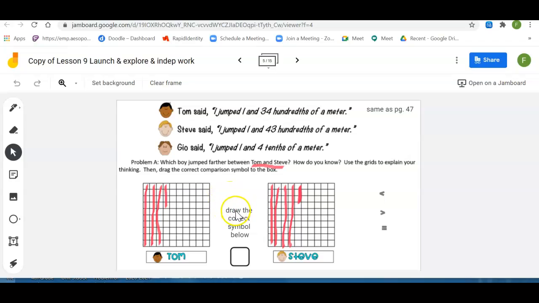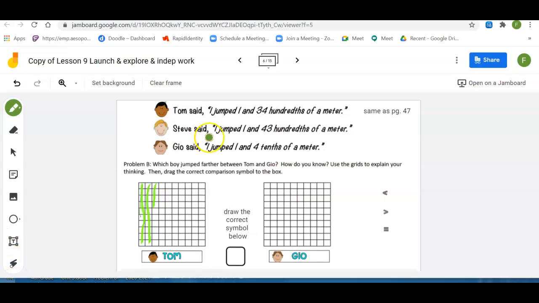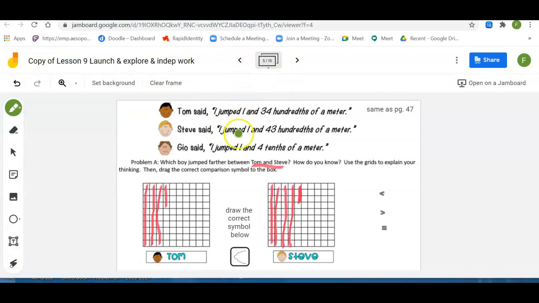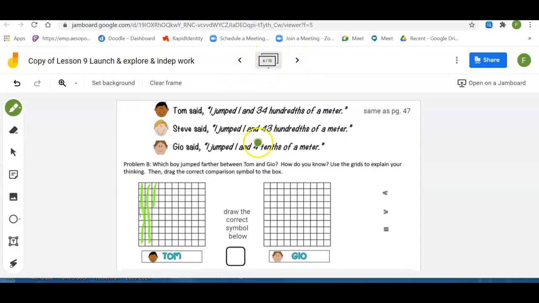And what we're going to be able to do, the instruction said to draw the correct symbol below. So we're actually going to draw that symbol in there. And I'm going to use the green. I'm going to use the pen tool to have the mouth open up to the bigger one, which is going to be Steve. So Tom's is less than Steve's. So that means that the 34/100ths for Tom is smaller than the 43/100ths for Steve. So when we go to our next part, guys, we've already done this one. This is slide number 5 on our Jamboard. Now we're going to go to slide number 6 on our Jamboard.